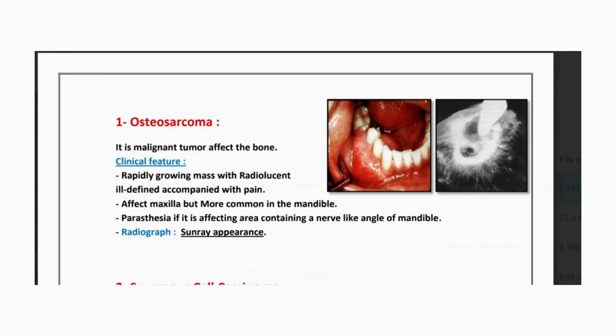The first tumor which we'll be talking about today is osteosarcoma. So let's revise a bit of it. It's a malignant tumor which affects the bone, you know that. And if you look at the clinical features, it's a rapidly growing mass with ill-defined borders, accompanied with pain. It affects the maxilla, but is more common in the mandible. Paresthesia is there. So these are the few features which you should know.